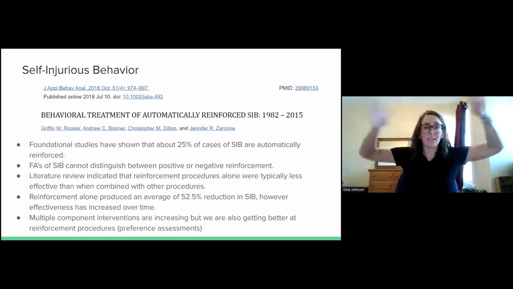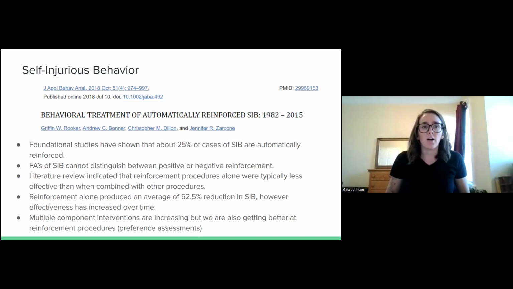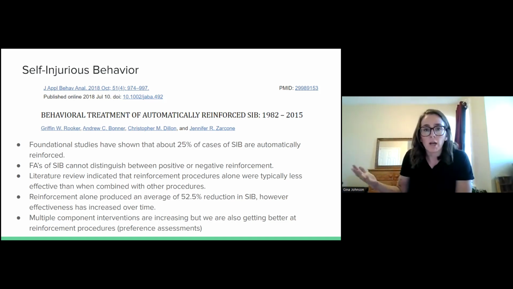Okay, so with self-injurious behavior, there's a ton of research on self-injurious behaviors in ABA because of the social implications, right? They're really impactful and potentially dangerous. So there's a lot of research looking at how to treat them. Foundationally, the research tells us that about 25% of cases of self-injurious behavior are automatically reinforced, which personally surprised me. I thought it would be more than that, because when I think of self-injurious behavior, I think of stereotypy, and it can be repetitive in the same way. So it's actually a lower percentage than I thought it would be.